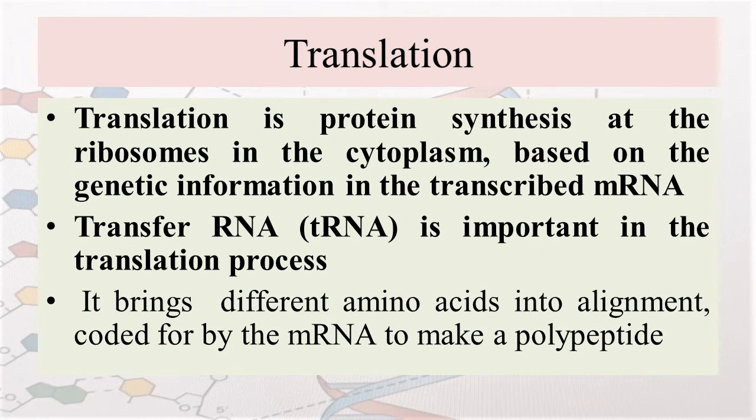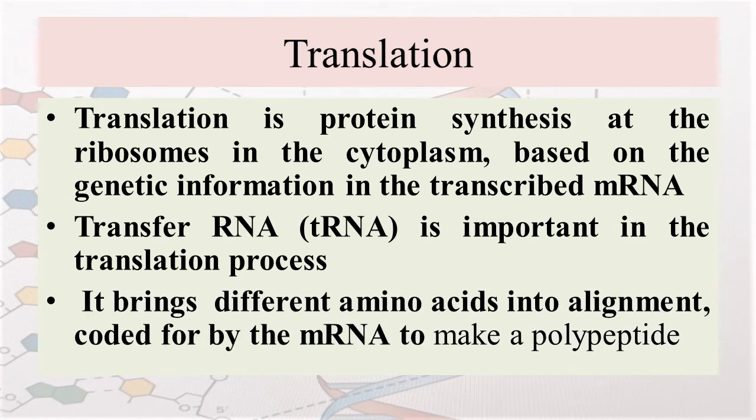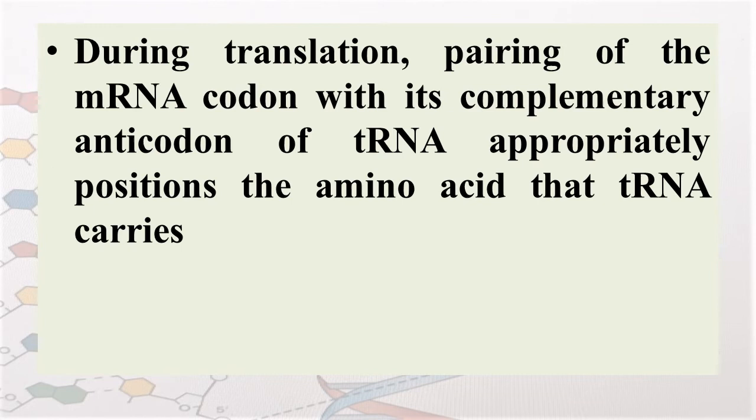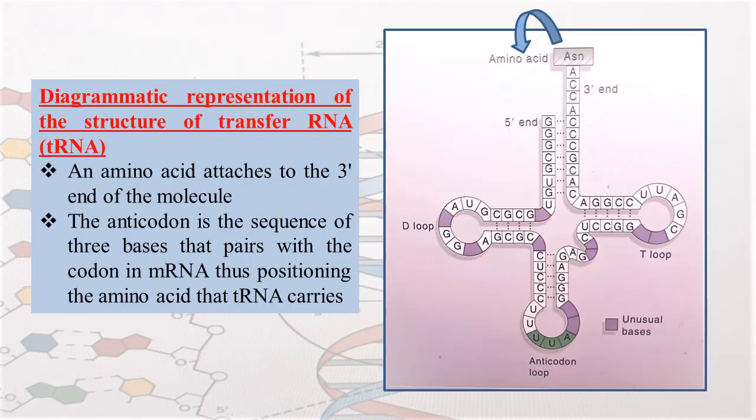Importantly, transfer RNA plays a very important role in the process of translation. It brings different amino acids into alignment, coded for by the messenger RNA, to make the specific chain. During translation, pairing of the messenger RNA codon with its complementary anticodon of transfer RNA appropriately positions the amino acids that transfer RNA carries. This is the diagram of the clover leaf-like structure of transfer RNA, and this is the diagrammatic representation of the structure of the transfer RNA.